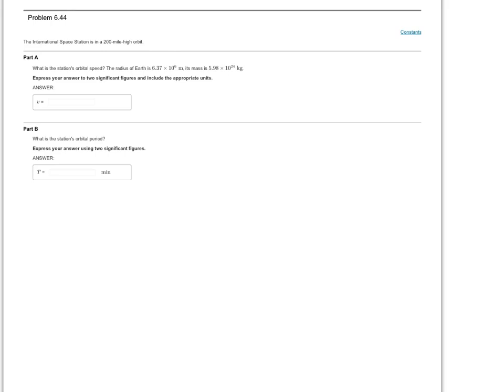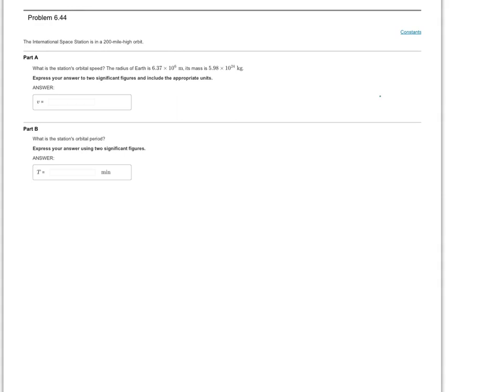Moving on to this next one, we have a problem about the International Space Station, which orbits Earth at a height of 200 miles above the surface. And we want to figure out how fast it's traveling and also determine the station's orbital period. So there are two ways of thinking about it. We could think about circular motion, or we could think about satellite motion in Kepler's third law. For this one, I'm going to think about satellite motion in Kepler's third law.